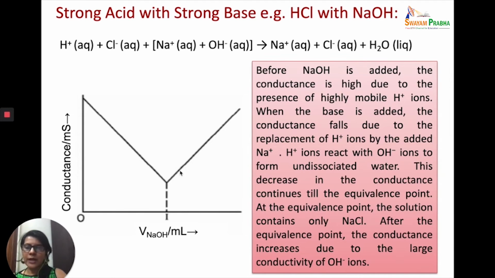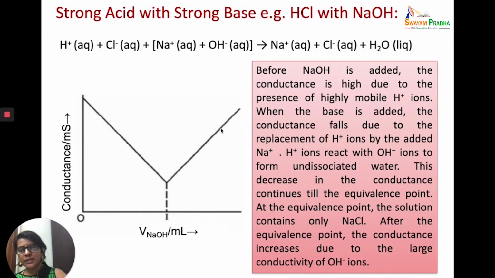So you are adding NaOH to the solution and you see that there is an increase in the value of conductance. Why is there an increase in the conductance value? Because OH minus ions also have very high values of conductance. So after the decrease, there is an increase in the value of conductance. I must emphasize here that at the equivalence point, only NaCl is present in the solution along with water.